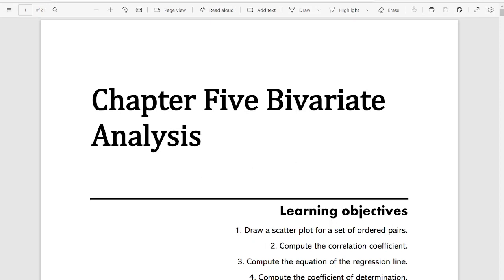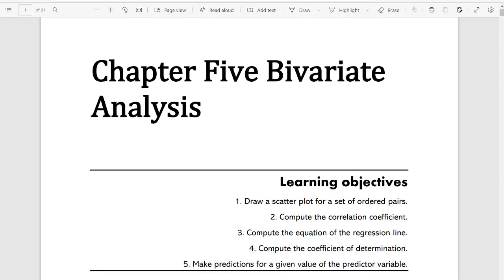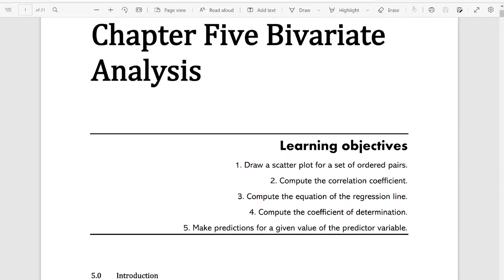Okay, so this is chapter 5, Bivariate Analysis. Under this chapter, we're going to look at the learning objectives. We first want to look at how to draw a scatter plot for a set of ordered pairs, and then compute the correlation coefficient, compute the equation for the regression line, and then compute the coefficient of determination, and lastly to make predictions. So basically ini adalah kelima objektif yang kita nak capai dalam chapter 5 lah.